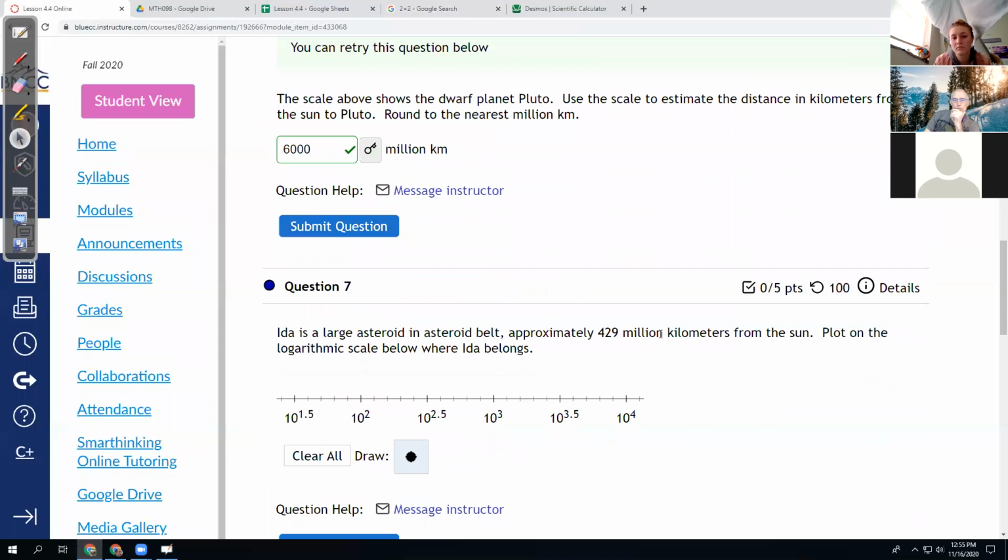Hopefully yours went well. So we're going to reverse the idea right here. We're going to take an asteroid in the asteroid belt that's about 429 million kilometers. So that's that 429 there. We want to know what power of 10 is that? How do I find the power of 10? What's the trick? Using log. Yep, just use a log. So I would just take the log of 429 and that tells me the power of 10.